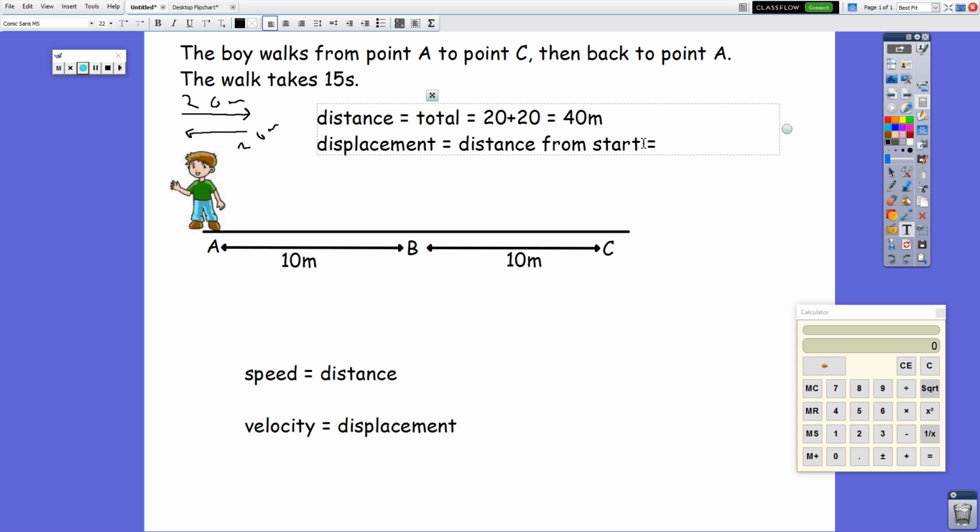Our displacement, on the other hand, is going to be quite different. We talked about these vectors as little arrows. We said if they're in the same direction, we're going to add them together. If they're in the opposite direction, we're going to subtract them. We have one to the right, one to the left, so we have to subtract them. 20 minus 20, our displacement is 0 meters. Now, displacement would have a direction on it, but since we haven't really moved anywhere, there's no direction that we can stick on this displacement. We just say it's 0 meters.